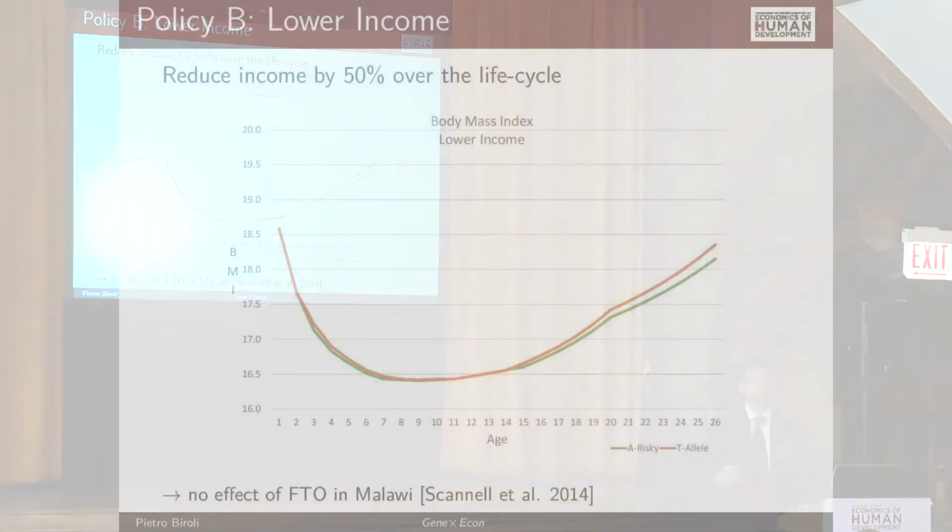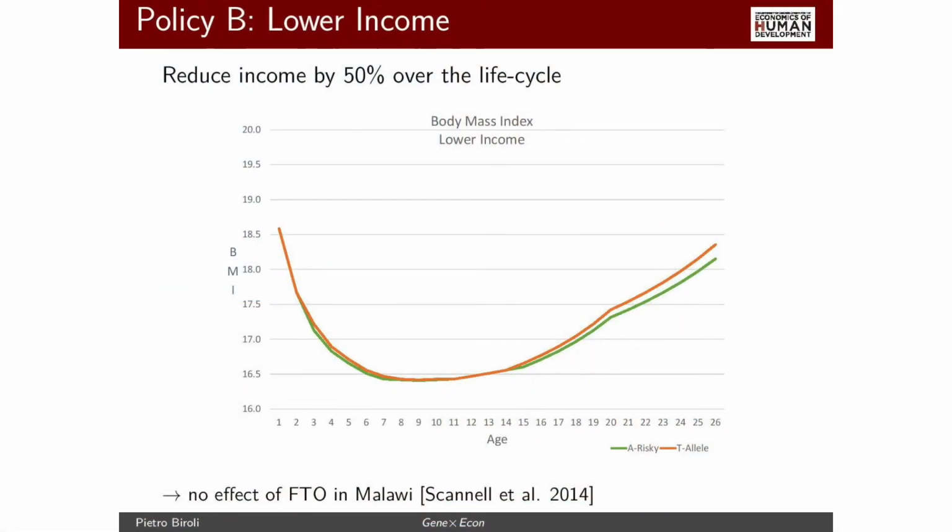Another thing that we can do is to consider different levels of income. If we reduce the income that is available to people, we observe a similar thing. Again, we see that the genetic differences in BMI tend to fade away. And this is consistent with the results from Malawi.